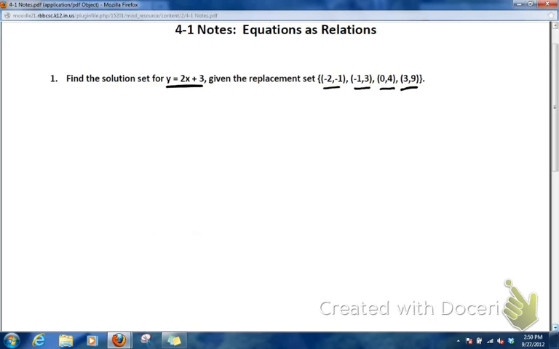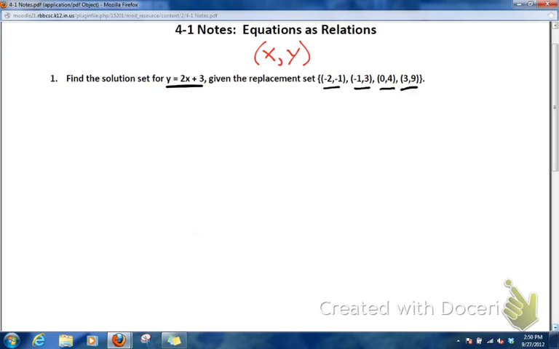The way we're going to solve this is we're going to simply plug the ordered pairs into the equation. The first thing you have to remember is that in an ordered pair, the first number is always represented by the x, and the second number is always the y. So in other words, ordered pairs are always in the form x comma y.